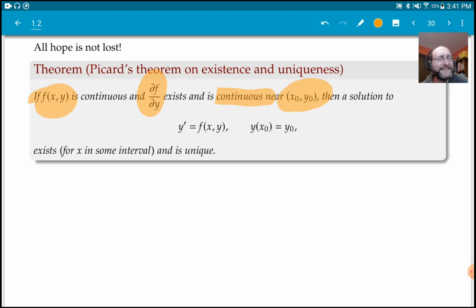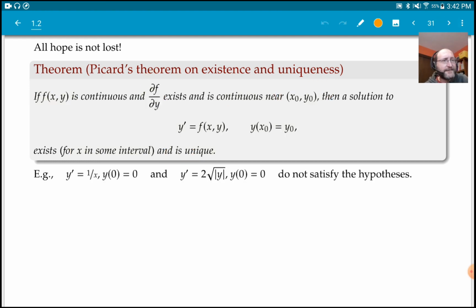And you want it to be continuous at least nearby x naught, y naught, right? You don't want it near that point, so in some small range of x's and y's around this point, you want these two to be continuous. And then a solution to this general first order ODE exists. I mean, it's not going to always exist for all x, but at least for x in some interval. And we already saw this before. And it doesn't just exist, it is unique, where it exists. Okay.